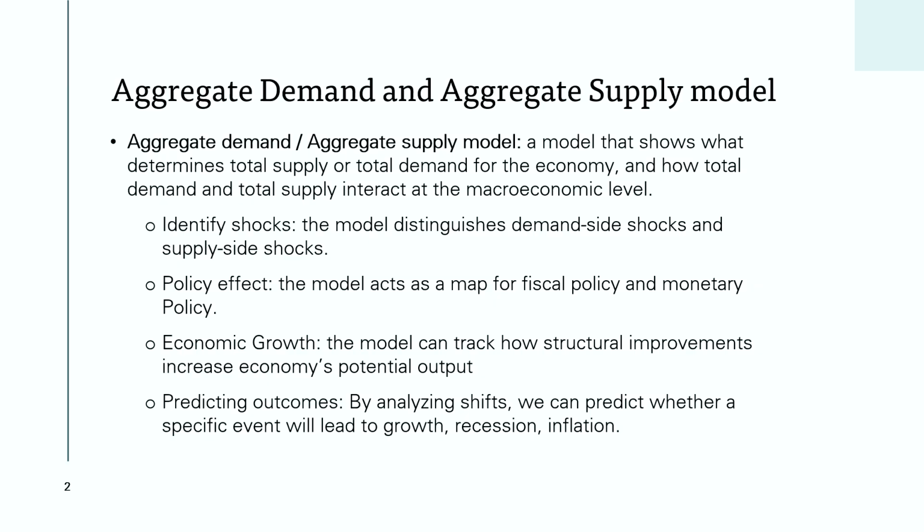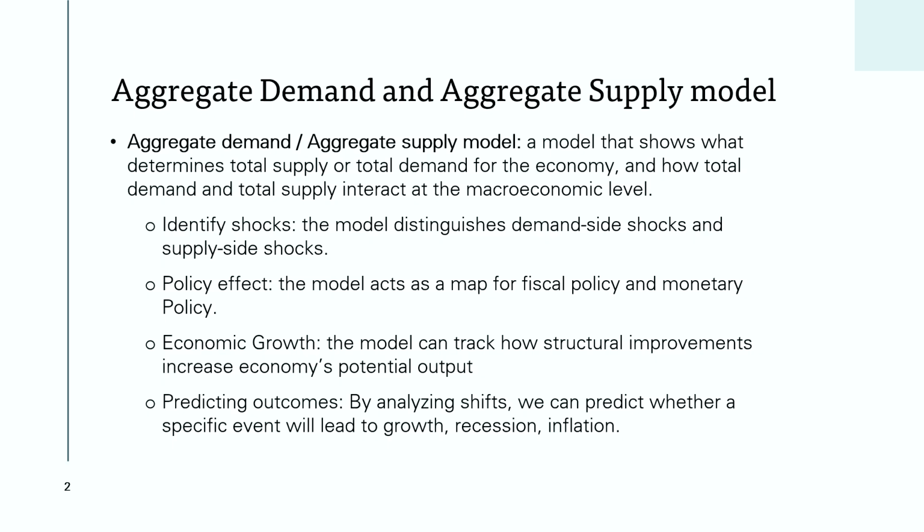The aggregate demand and aggregate supply model shows what determines total demand and total supply in the economy, and how they interact at the macro level. It serves four major purposes. First, identifying shocks. The model distinguishes between demand-side shocks like consumer confidence changes, government spending, and interest rate changes, and supply-side shocks like oil price spikes and productivity changes.